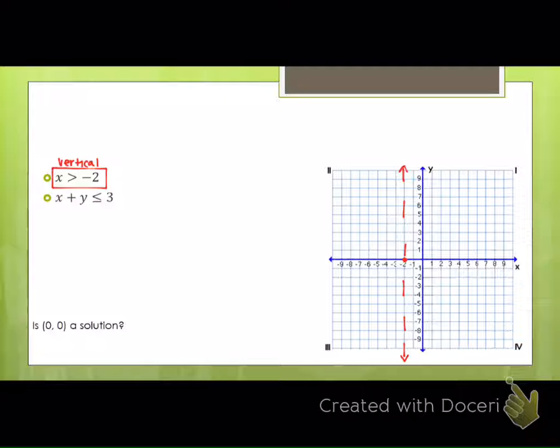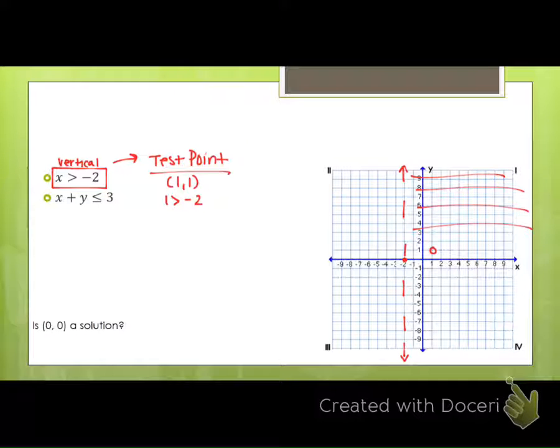All right, so this one is saying greater than, Mike. Which numbers are greater, the ones on the left or the ones on the right? The right. We're thinking the right number, so we're going to choose a test point on the right. Give me a test point on the right there, Mike. Is 1 greater than -2? Yes, it is. So we can shade that side with our lines.